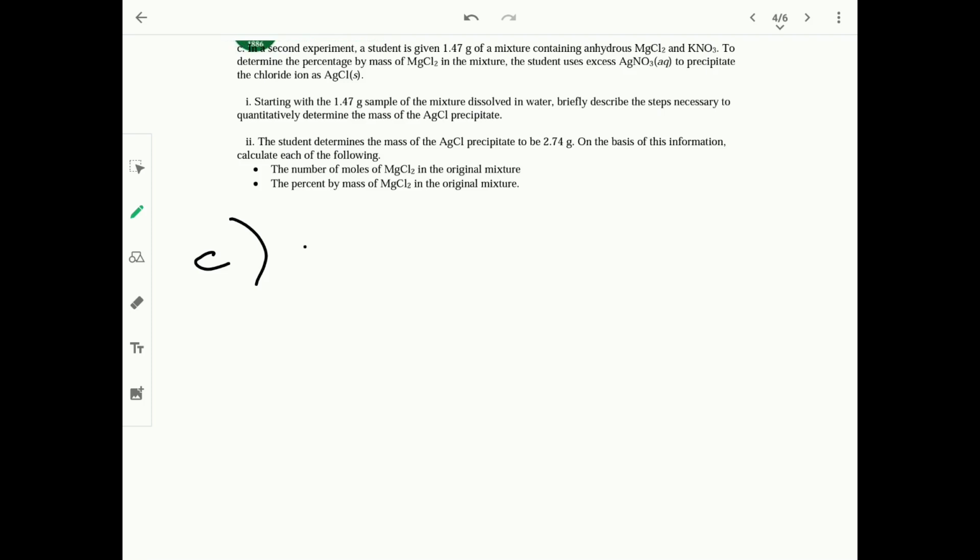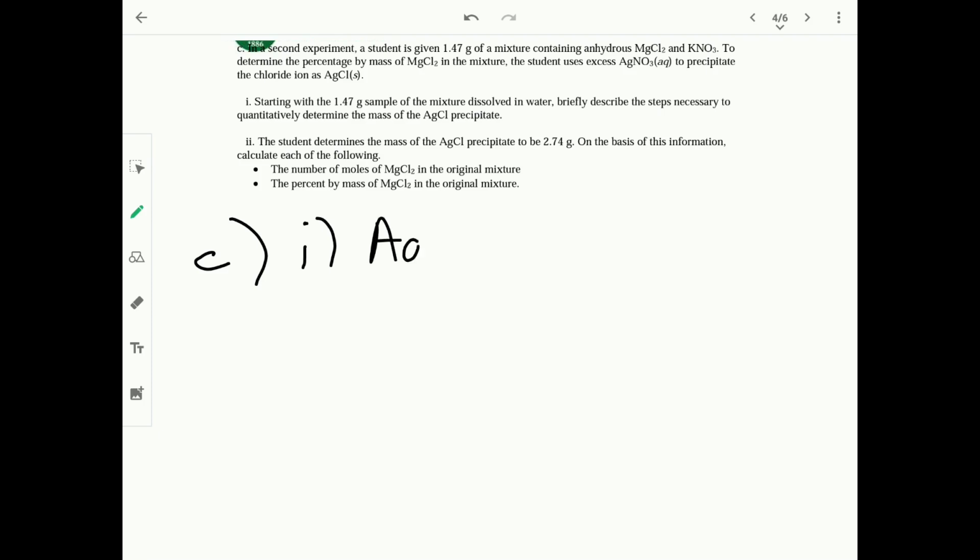Okay, let's do it together. Part I asks us, starting with the 1.47 gram sample of the mixture dissolved in the water, briefly describe the steps necessary to quantitatively determine the mass of the AgCl precipitate. To help us, let's use an equation of what's happening.